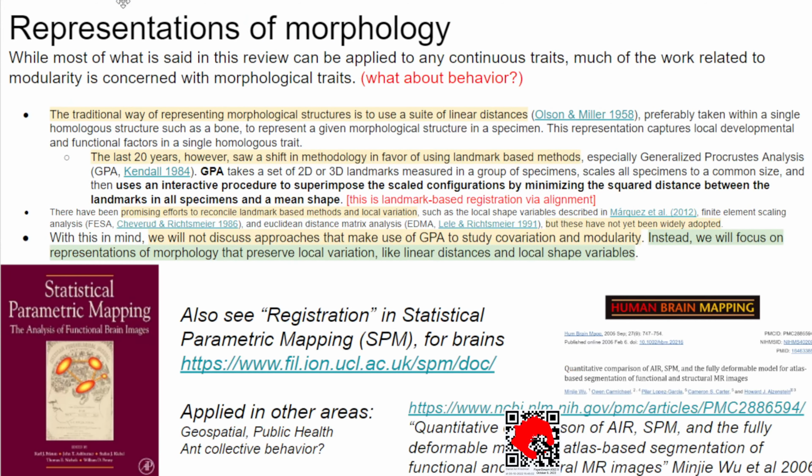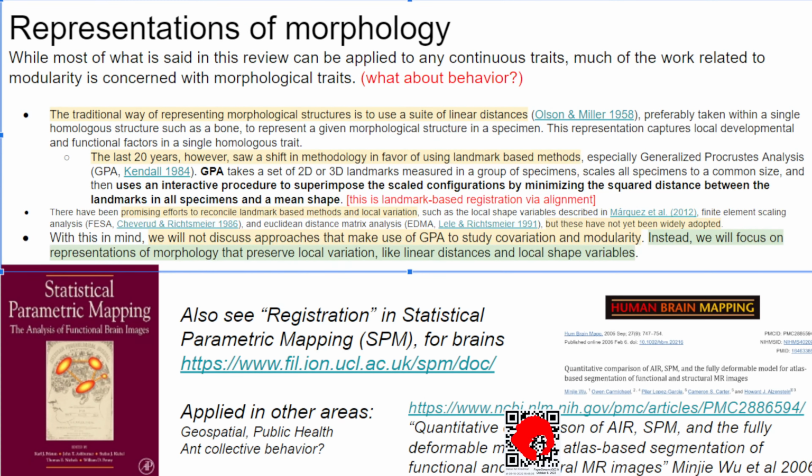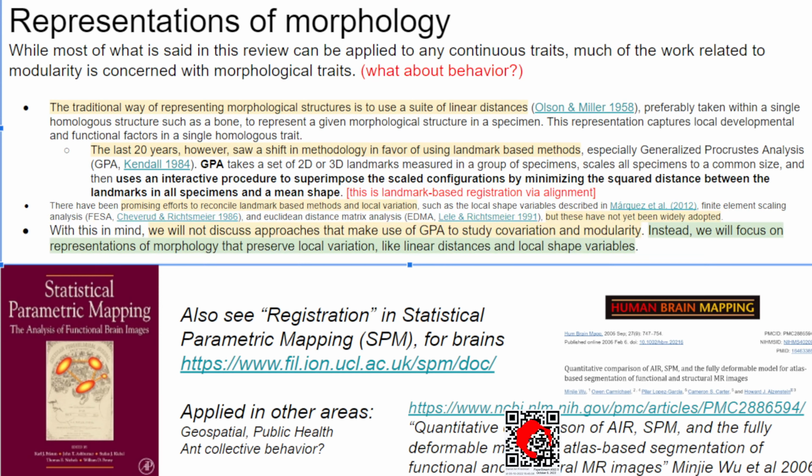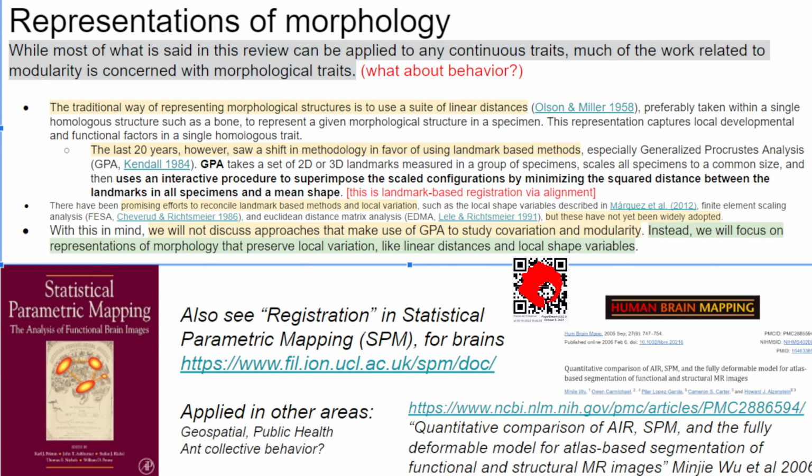principle. The authors go on to talk a little bit about where a lot of the work has been. So they write, while most of what is said in this review can be applied to any continuous traits, much of the work related to modularity is concerned with morphological traits. So a question to naturally ask would be, what about behavior? And so it can be applied to different behavioral and neuroimaging settings, but it just is a highly comparable and visible and obtainable trait to get morphological data on different plants, animals, and so on.